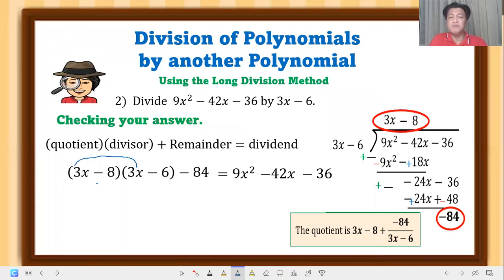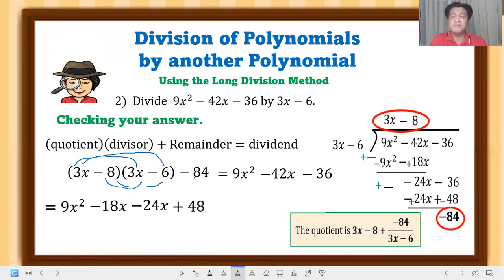Bumabalik tayo sa multiplication para ma-check natin using the FOIL method or distributive property. What is 3x times 3x? That will become 9x squared, and 3x times negative 6, that will become negative 18x. What is negative 8 times 3x? Negative 24x. Negative 8 times negative 6, that will become positive 48.